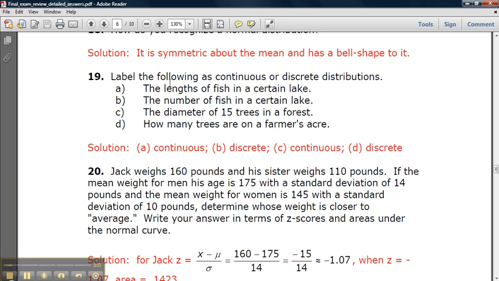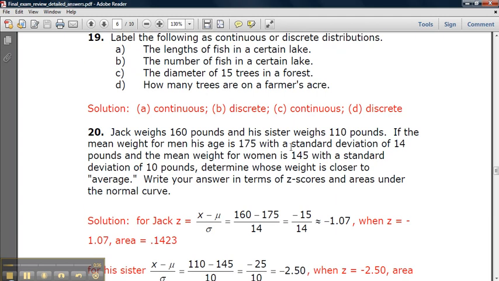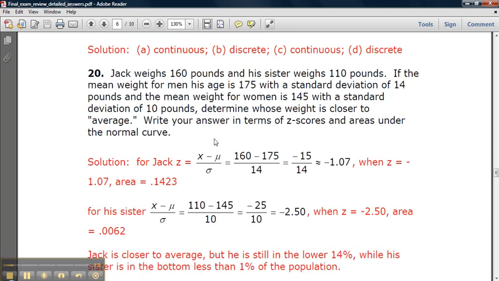Number 19 is labeling whether it's discrete or continuous. I think we talked about that earlier, so we won't talk about that one. Number 20, you basically have to find the z-score. You want to use this formula.